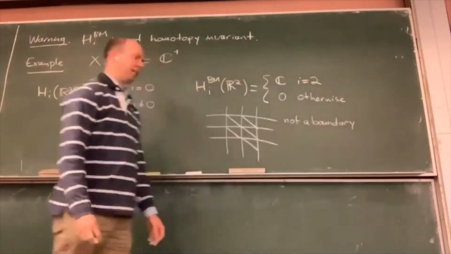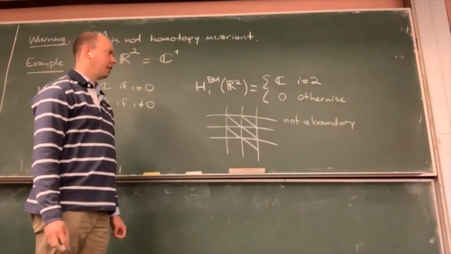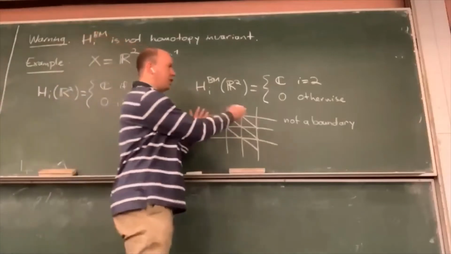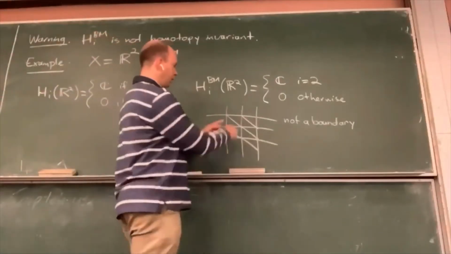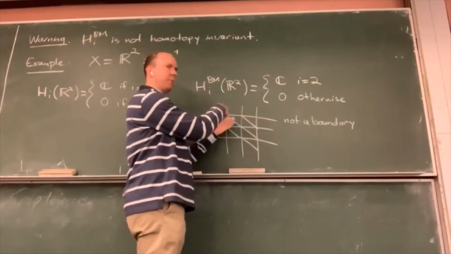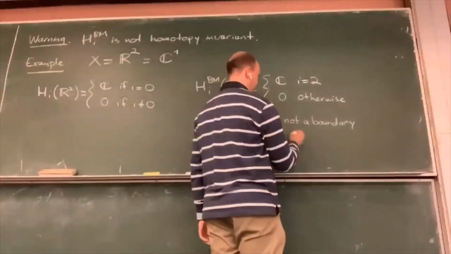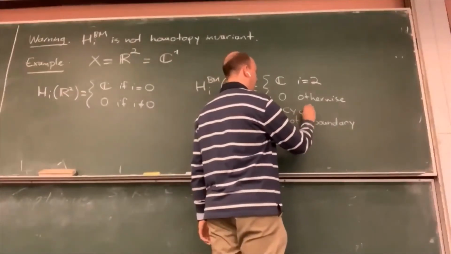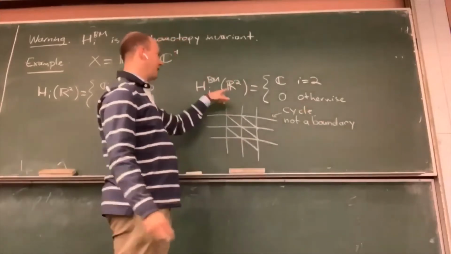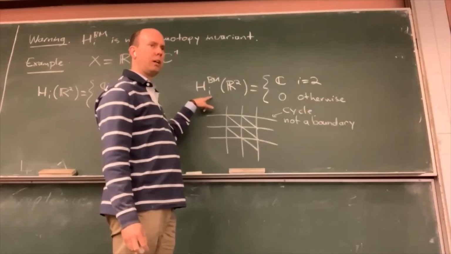of any three chain, and its boundary is 0. If you take the boundary of each triangle, then you'll get every one of these edge segments both with a plus sign and a minus sign. So this is a cycle. So this generates the non-zero H2 Borel-Moore homology of R2.